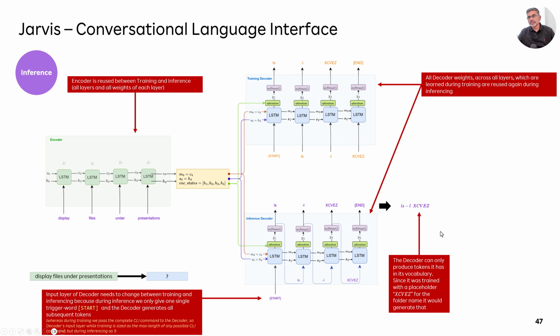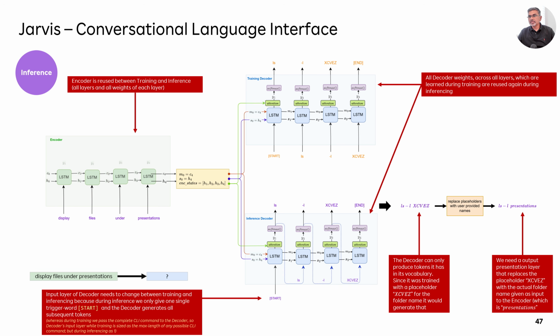That is why, during inference, you essentially have to build a presentation layer. All the presentation layer does is figure out a technique by which it can replace these placeholders that the decoder is going to generate with the variables that are being passed in the English-level prompt. So in the prompt, it says display files under this folder called presentations. So this XCVZ is replaced with this variable called presentations. That's actually outside the neural network. This is basically a presentation layer that we need to build. Okay, so with this background, now let's jump into the code.